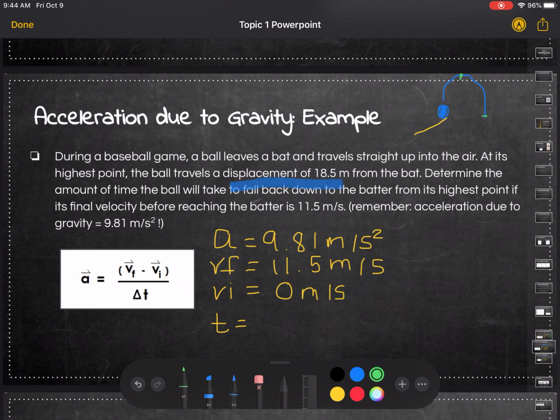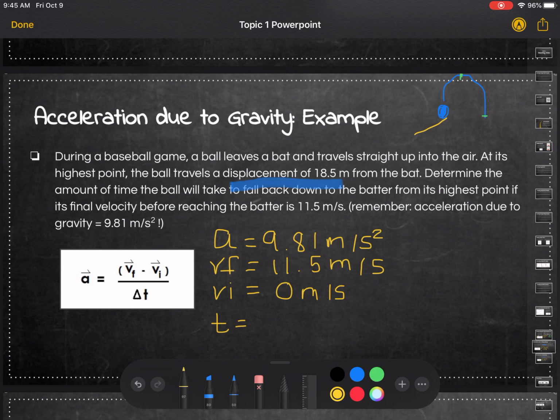We're not concerned about it going up. We're just concerned about it coming down. So the velocity when it's coming down is 11.5, and its initial velocity is right at this point. Right at the point where it's changing directions, in that exact second it's not moving. So that's why our initial velocity is 0. When you have these types of questions, your initial velocity is always going to be 0, and your acceleration is 9.81 because it's falling, free fall.